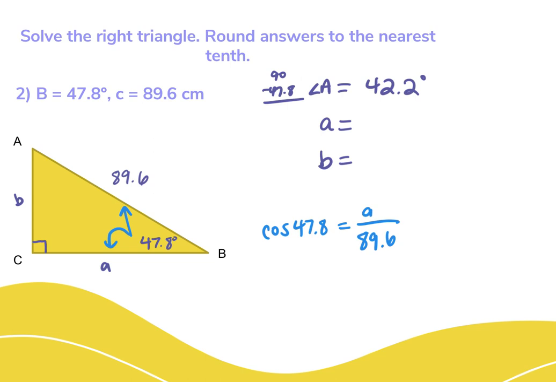To solve when the variable's on the top, we just have to multiply by the denominator. So 89.6, and be careful how you type that in your calculator. You can't put it back here without putting a parenthesis at the end of the 8, so I just write it the other way. I do 89.6 times the cosine of 47.8, and you get A is 60.18 or 60.2.